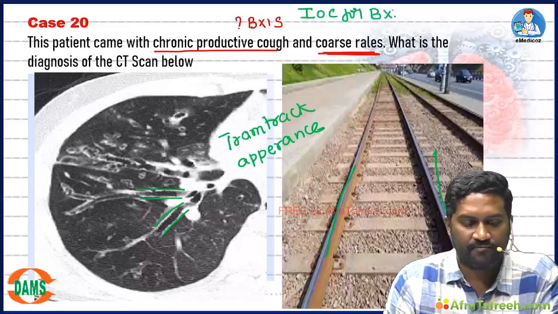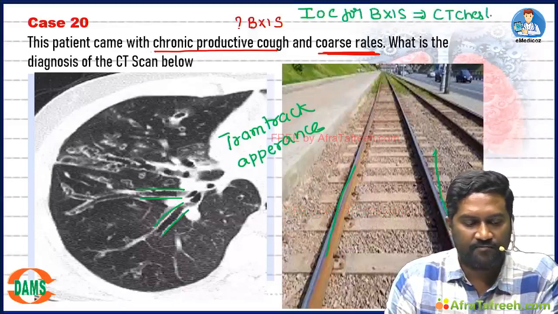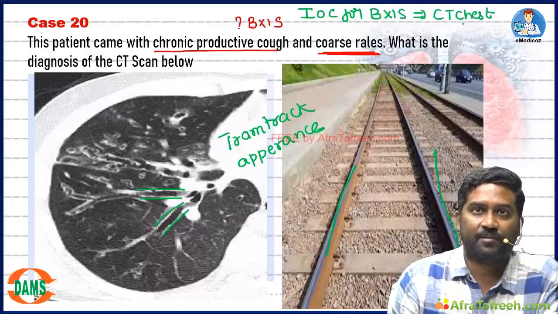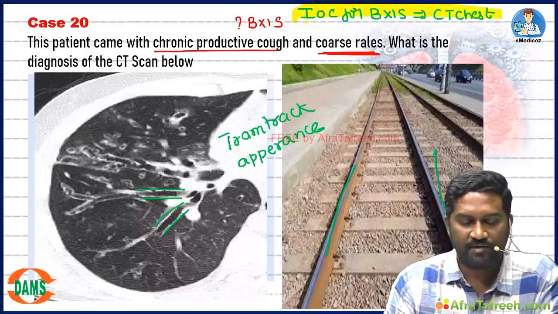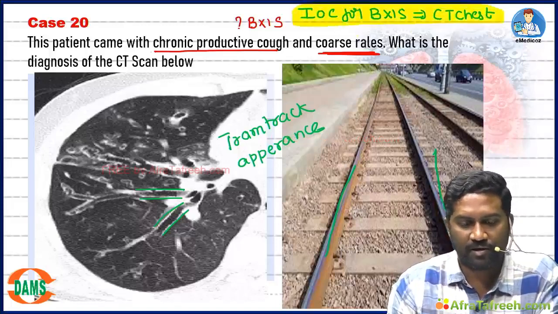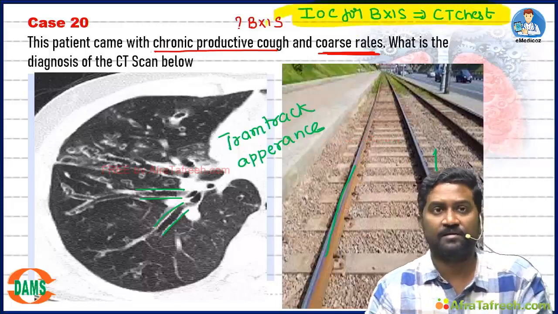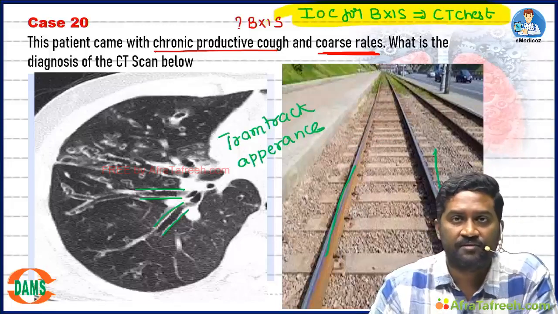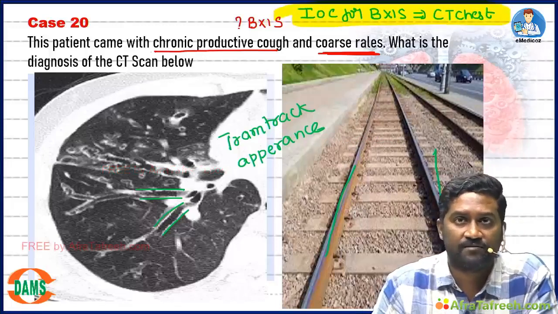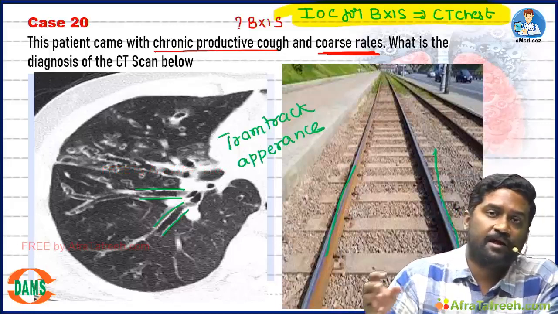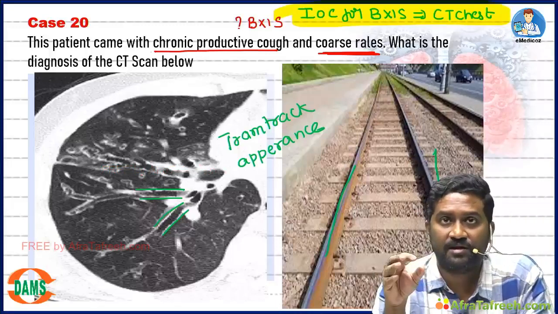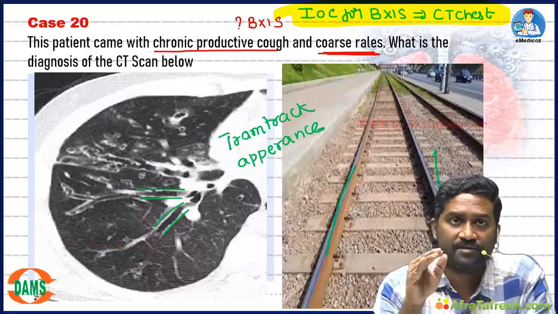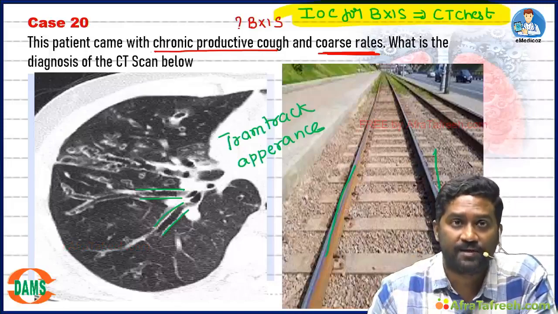Investigation of choice for bronchiectasis is a CT chest. So, the finding is tram track appearance, the disease is bronchiectasis. So, this is regarding bronchiectasis. In your exam, they can ask you regarding the site of bronchiectasis, they can give you a clinical scenario, they can give you a CT scan, they can ask you what might be the diagnosis.